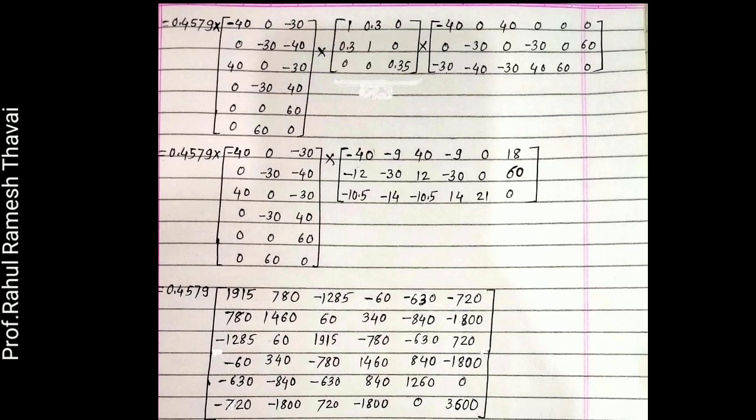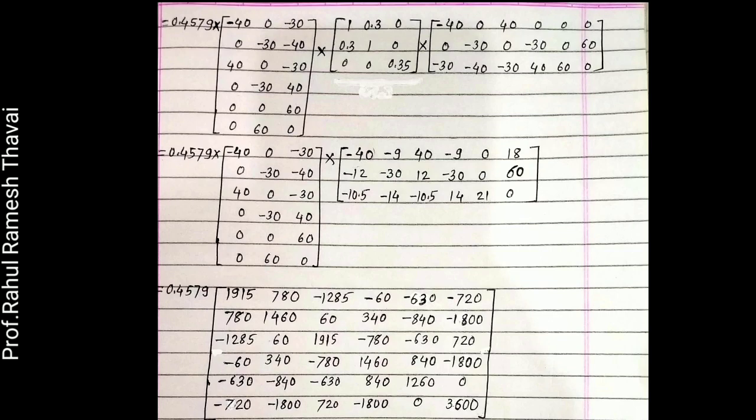Next, I will go for fifth row multiplied by first column, that is 0 into minus 40 plus 0 into minus 12 plus 60 into minus 10.5, that is minus 630. Next, fifth row multiplied by second column, that is 0 into minus 9 plus 0 into minus 30 plus 60 into minus 14, that is minus 840. Next, fifth row multiplied by third column, that is 0 into 40 plus 0 into 12 plus 60 into minus 10.5, that is minus 630.